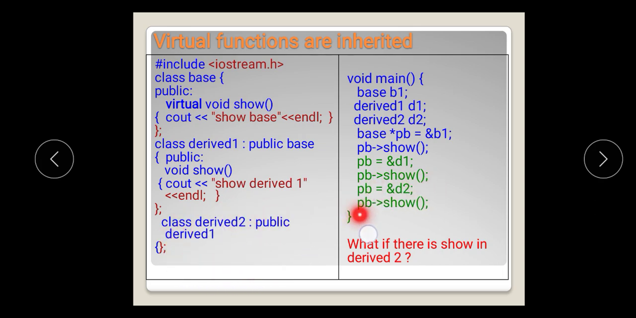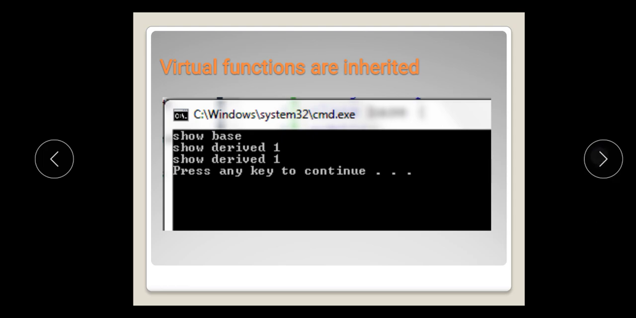And when you are calling the show function with the help of the base class pointer, it will execute this function and display the output, that is, show derived 1.